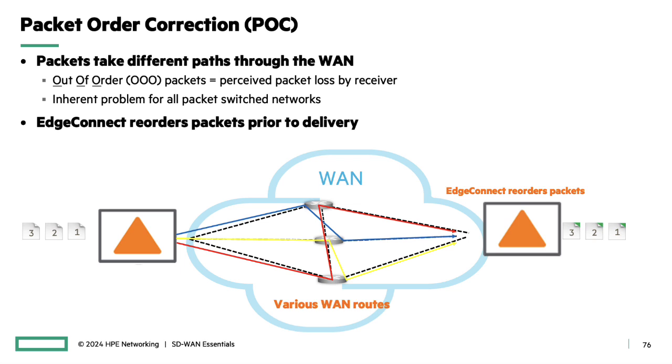This can cause needless retransmissions because the receiving device perceives that the out-of-order packet has been lost and fails to acknowledge that packet and subsequent packets, causing the sender to have to retransmit. EdgeConnect solves this problem by accurately measuring round-trip time, knowing how long to wait for packets, and caching out-of-order packets. When they all arrive, the local EdgeConnect transmits all the packets on the local LAN in the correct order.